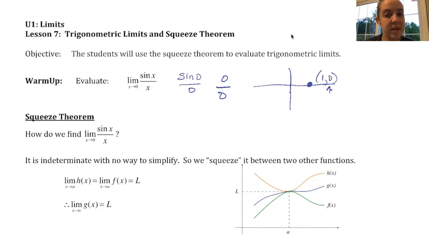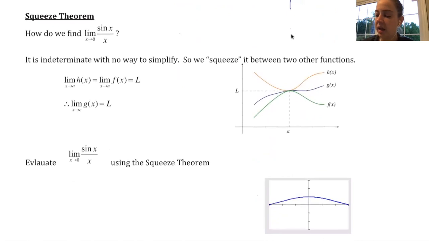So we use something called the squeeze theorem to prove what the limit is, even though we can't calculate it directly. The squeeze theorem says this: if it's indeterminate with no way to simplify, we squeeze it between two other functions. In the picture to the right, h of x is the function on the top, f of x is the function on the bottom, and g of x goes in the middle. One piece of information missing off this graph is that f of x is less than or equal to g of x, which is less than or equal to h of x. So f is always below g and g is always below h. Basically, they don't cross anywhere.